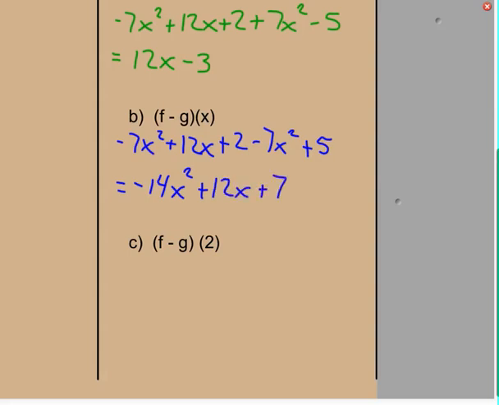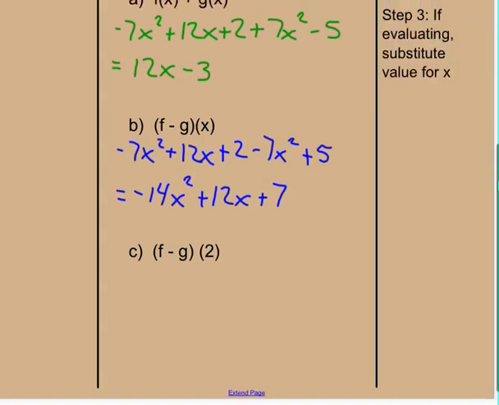And the last step is if we are being asked to evaluate, like we are on Part C, we just simply substitute the value for x. That's what's really nice about the function notation, is it tells you exactly what to substitute for x, which will be helpful when we get to the compositions. So you have two options on this one. Substitute 2 into the f function, substitute 2 into the g function, and subtract your answers.